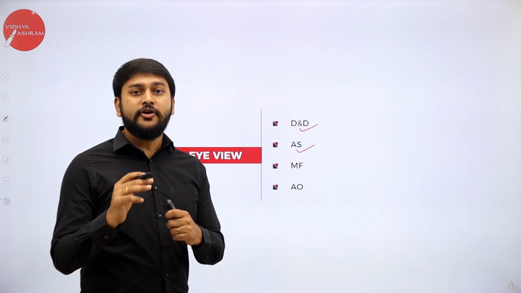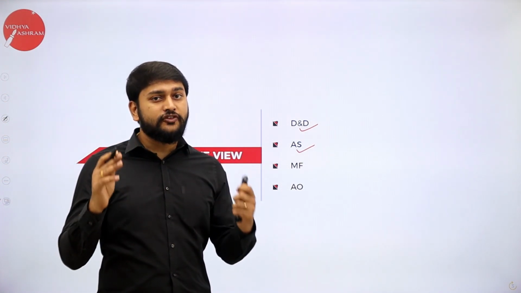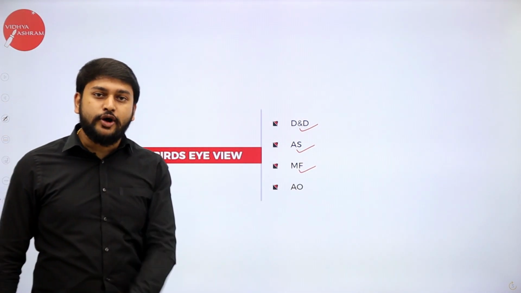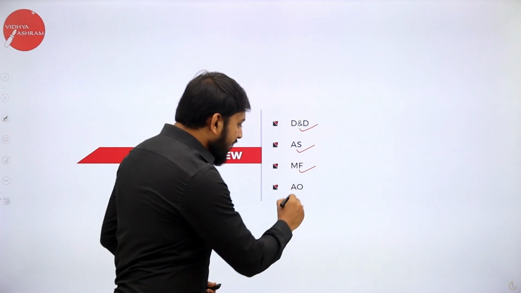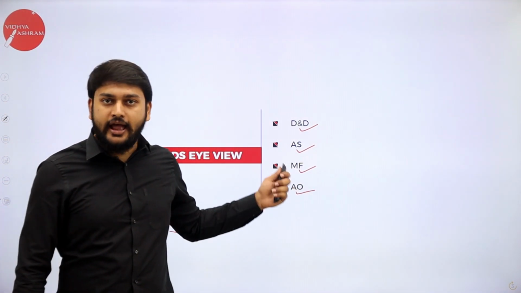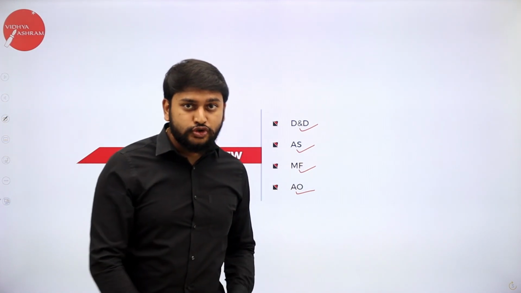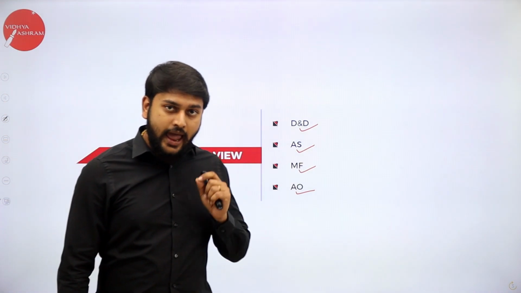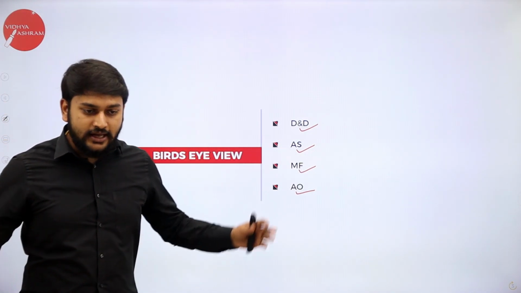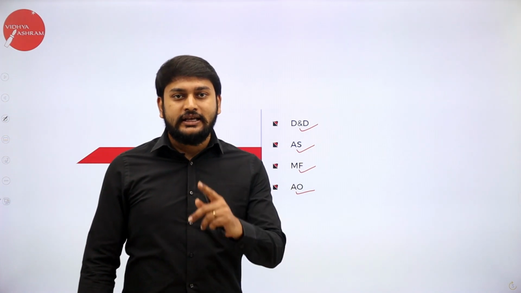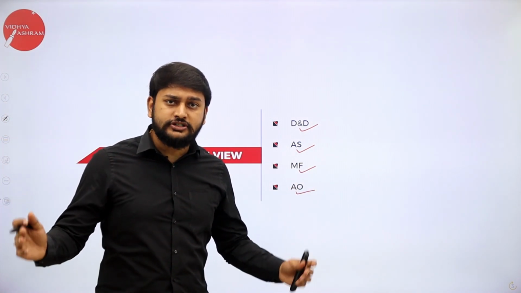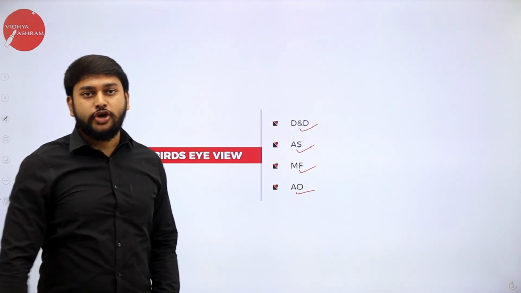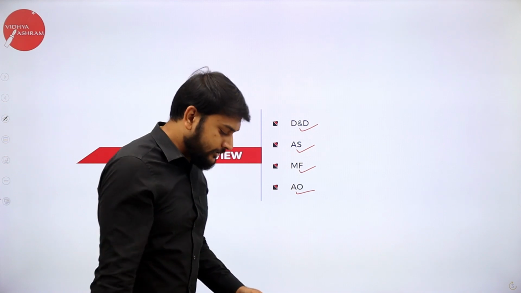The third one is member function. What is this member function? How many different types of member functions do we have? All those things I'll be discussing in this chapter. And the last concept in this chapter is all about array of objects, which I have given as AO. I will repeat, we have 4 concepts. The first one is D and D, the second one is AS, the third one is MF, and the fourth one is AO. Sir, if I read all these topics, is it enough for me in this chapter? Of course, it is more than enough. All the important topics will be covered under these 4 major topics in this chapter. Moving on to the next slide.